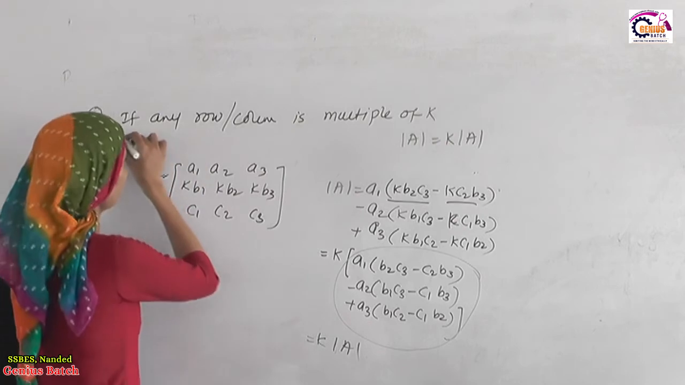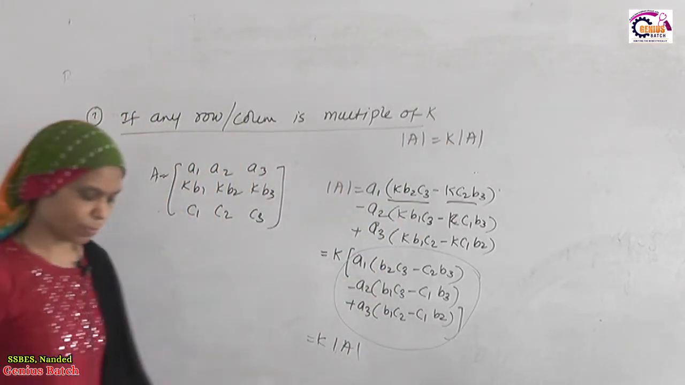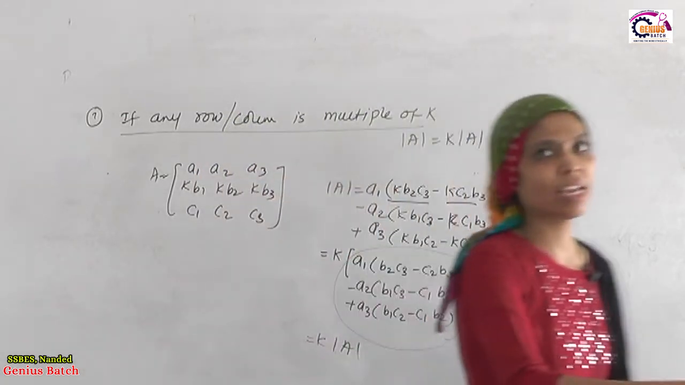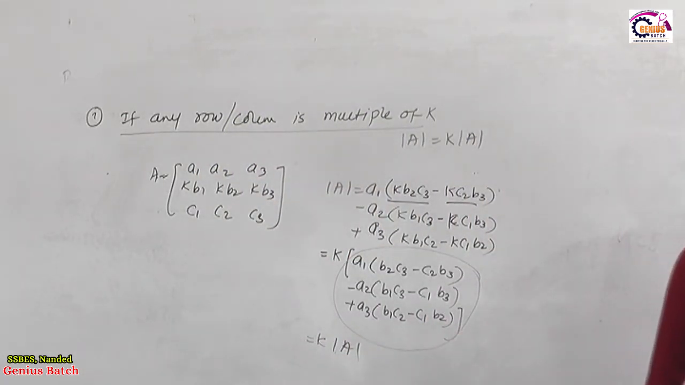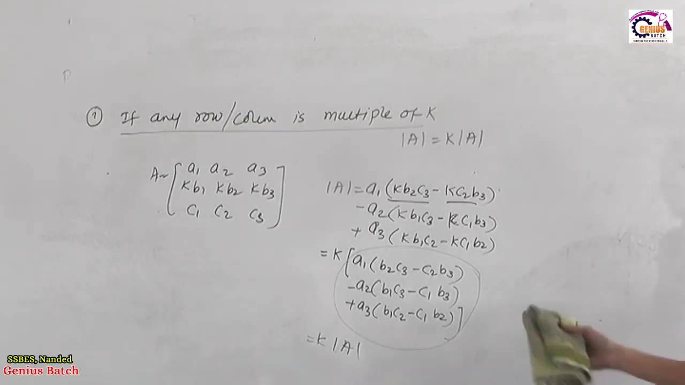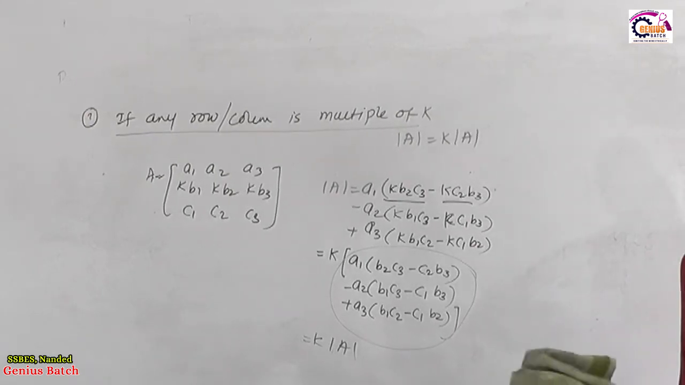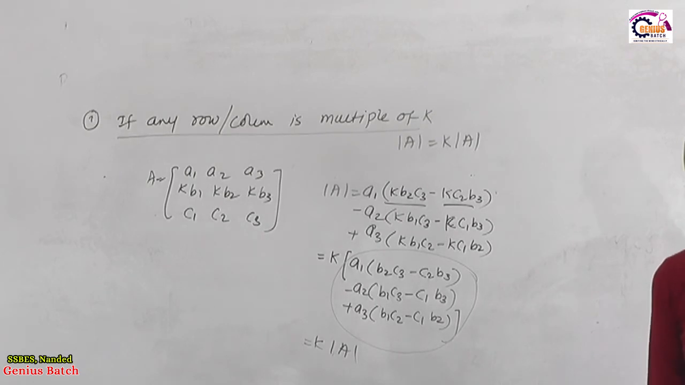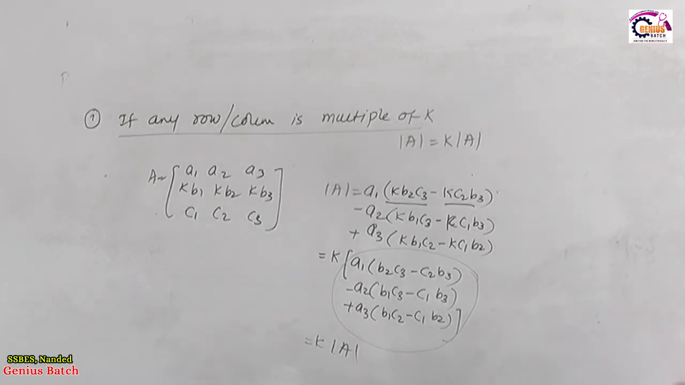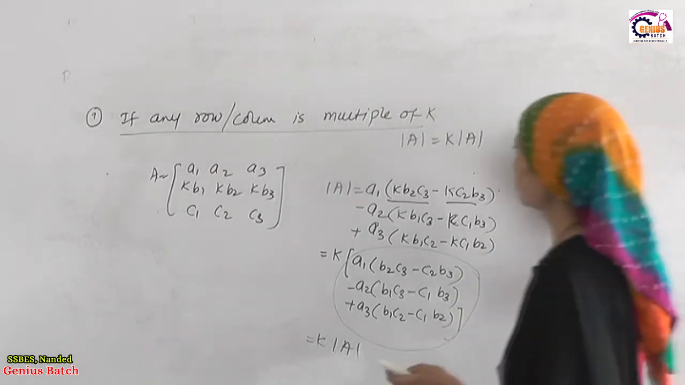So this is the next property. If any row or any column is a multiple of a scalar k, then you can take that k outside the determinant. Okay. Next property, this was the 7th property. Next, the 8th property: if A is a square matrix, then by adding a scalar multiple of a row to another row, the value of the determinant does not change.